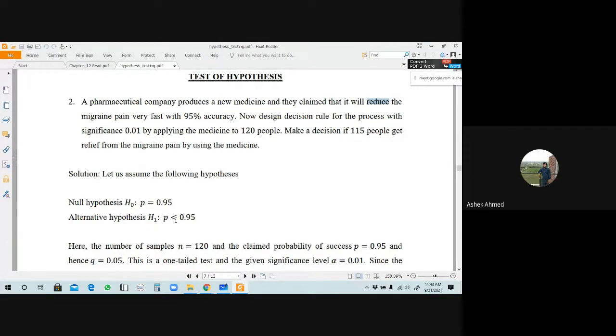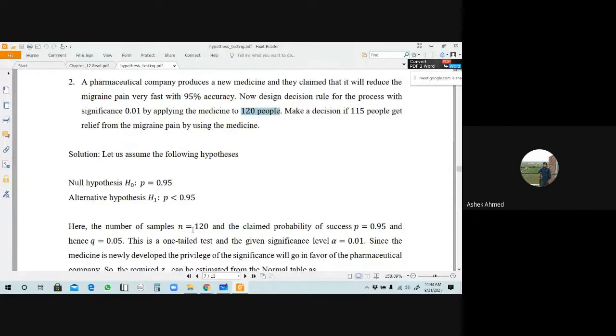That is our concept. So in this problem we have to apply this medicine. How many people are here? 150 people. So the number of samples is here 150, and since p is here 0.95, q will be 0.05. In that case, since the alternate hypothesis is p is less than 0.95, we will apply a one tail test, a left tail test. Is it right? And in that case the significance level is alpha here.